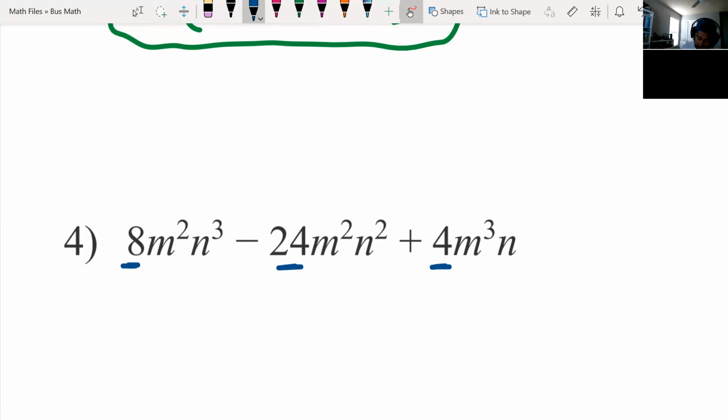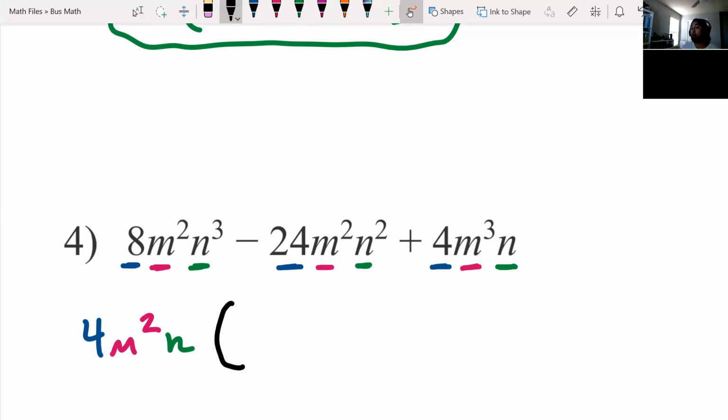Good. Let's see if we can get this all in one go. Now look at your variables. M squared, and n cubed. What is the largest power of m that I could take out? M squared. And then n cubed, n squared, and n. What's the largest power of n that I could factor out? Just n. Good. Here we go. So now our greatest common factor is 4m squared n.